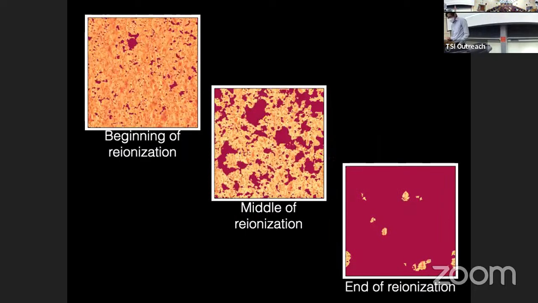Here's some still pictures of that. You can see at the beginning of this process when the first generation of galaxies were forming, I only have a little bit of pollution in these little pockets. Time goes on, I build these bigger and bigger ionized bubbles, and eventually I've polluted everything, okay? And we would love to make some of these maps, okay?